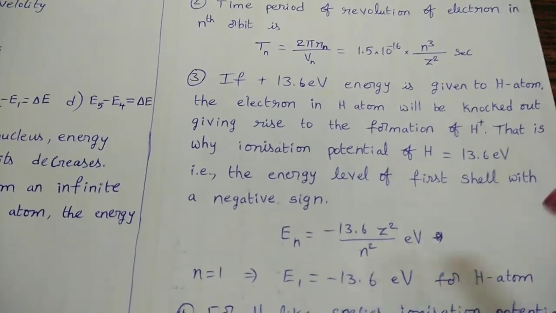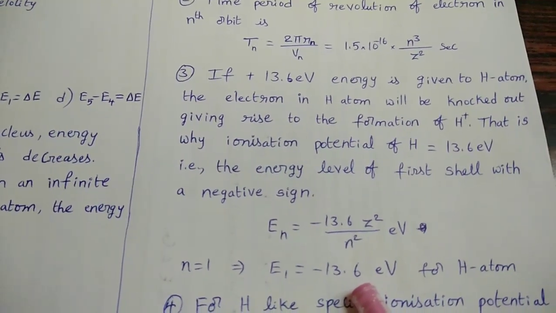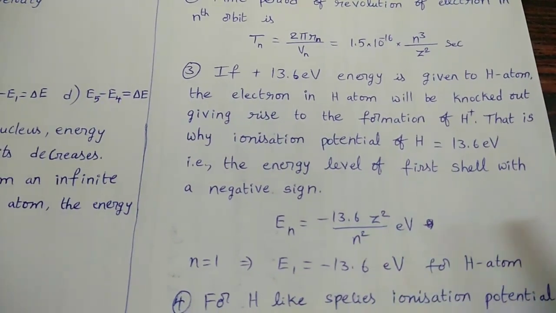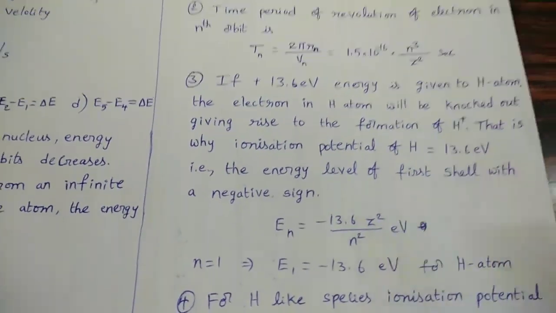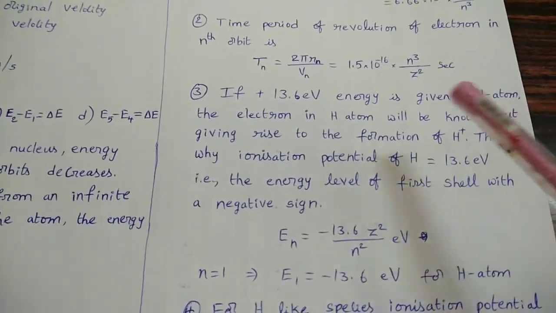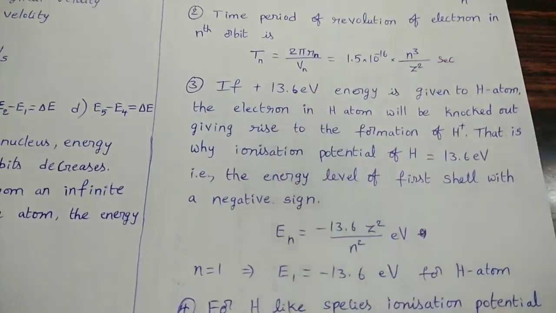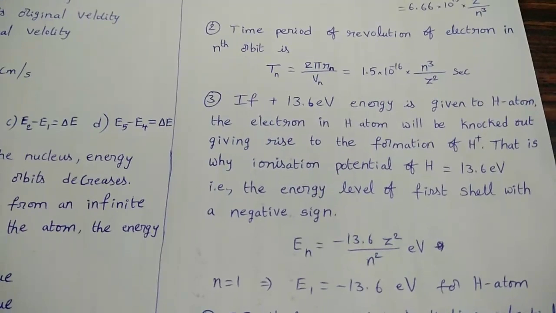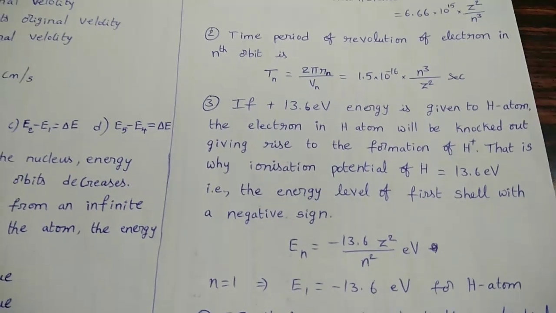Now ionization potential means the same amount of energy is supplied to the hydrogen atom, with which we can remove the electron. Then the hydrogen atom changes to H plus. That energy is called ionization potential. Its value is plus 13.6 electron volts, because we have to supply the energy to remove the electron to get the H plus ion.